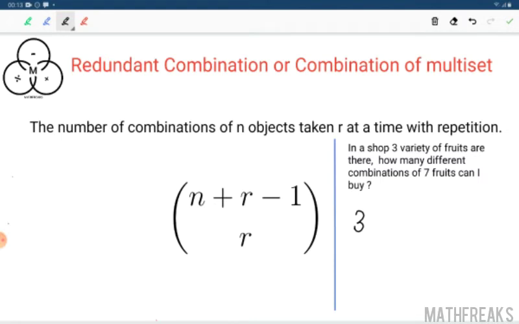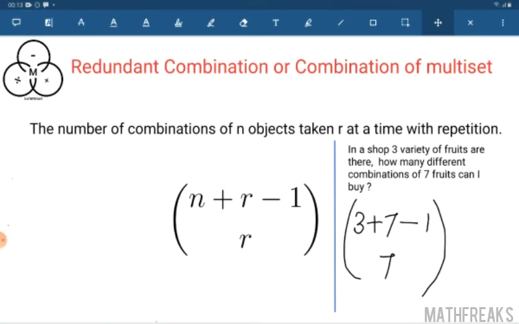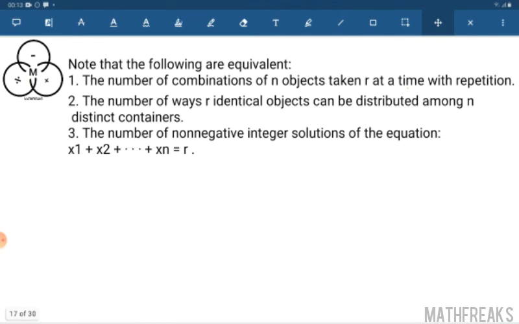And we want to have 7 objects. n - 1, choose 7 will give us the exact number of the required combinations. Definitely we will come to the fact that how this formula is working. There is an important thing to note.